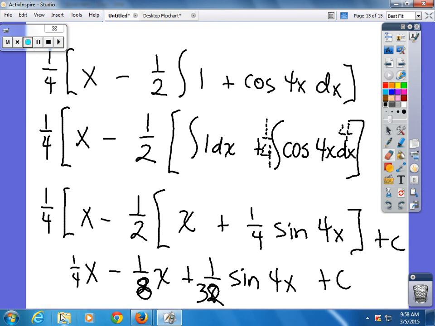And you can factor out if you want to, but that's what I got. The 1/8 x and the 1/4 x you can combine, and 1/32 sine of 4x. My final answer is 1/8 x. Would that be correct? What's 1/4? Change that to 2/8. Yeah. 1/8 x plus 1/32 sine of 4x plus c. And that'll give you a 1/8 x.